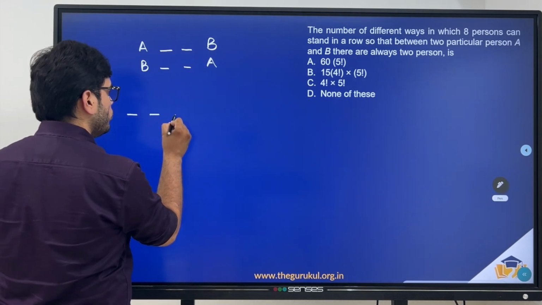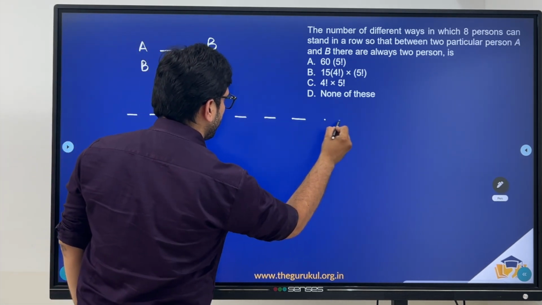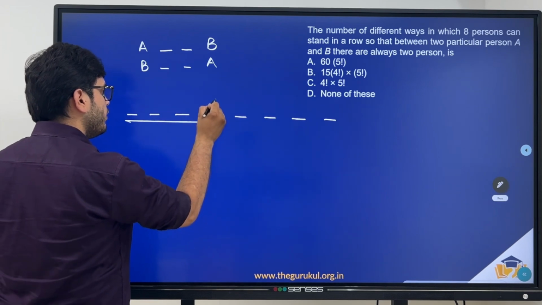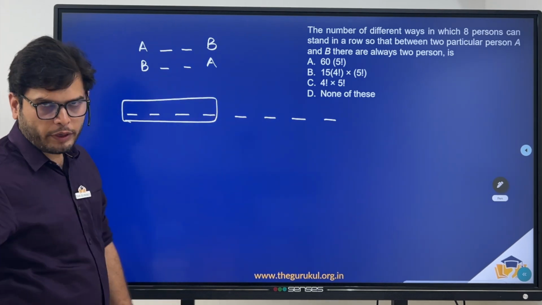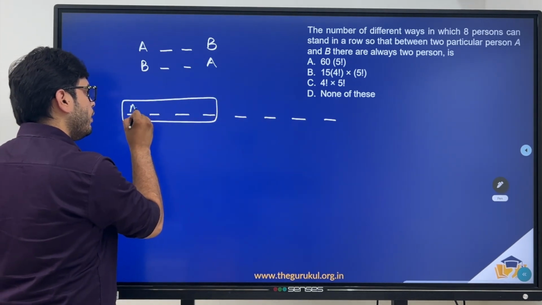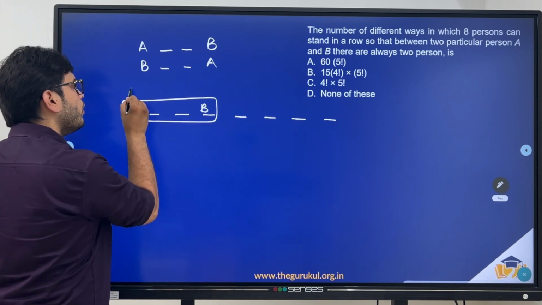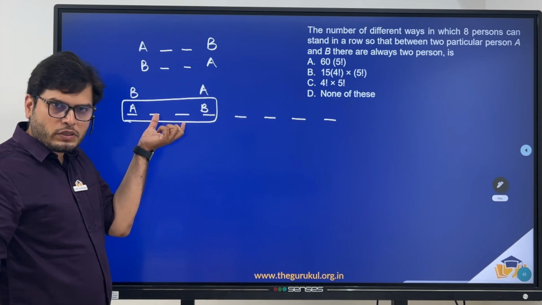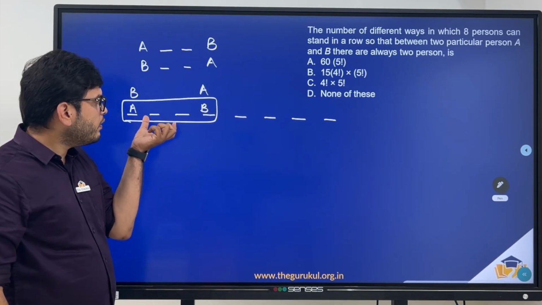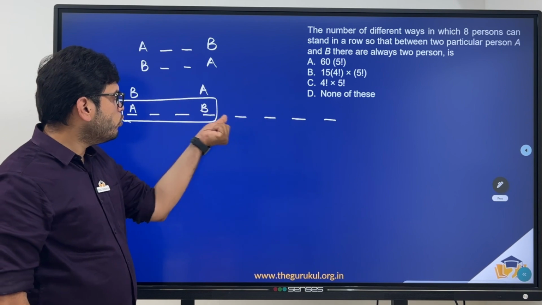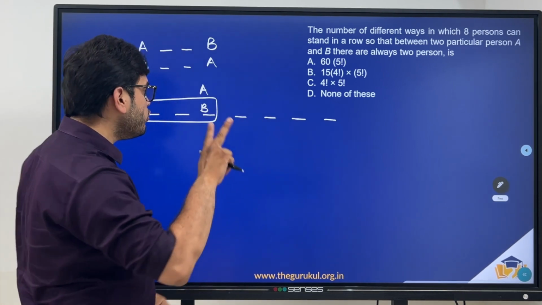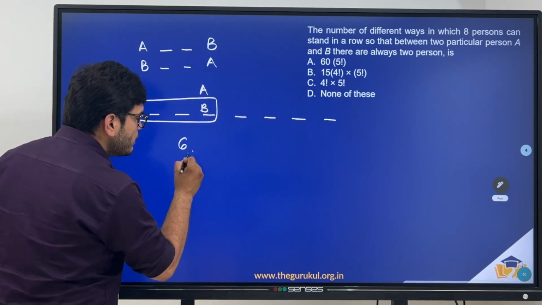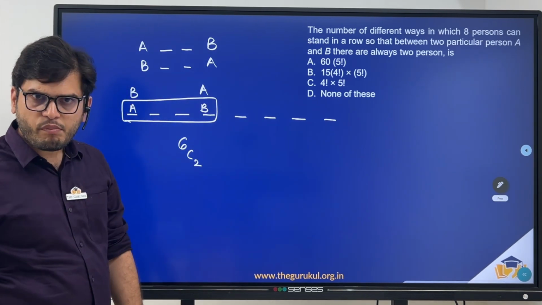So 1, 2, 3, 4, 5, 6, 7, 8. Okay, now let me consider these 4 to be one unit. So you can have A and B here or B and A. Now our job is to select 2 persons. In how many ways can that be done? So we have in total 1, 2, 3, 4, 5, 6. From 6 you need to select 2. So that could be done in 6C2 ways.